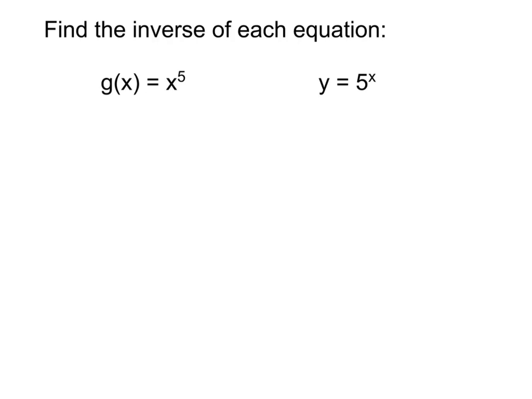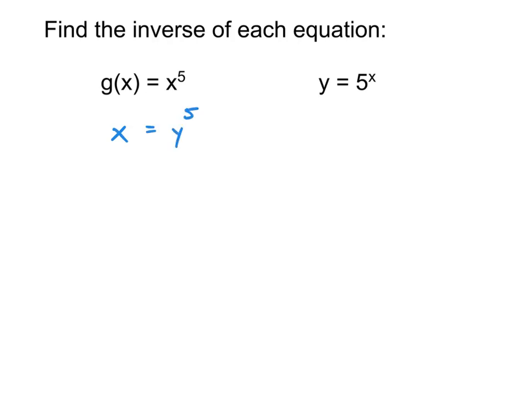All right, two last ones. Please find the inverse of both of these. And so, of course, we start by swapping x and y. And so for this first one, the g of x is just the fancy name for y in this case. So it's going to be x equals y to the fifth.